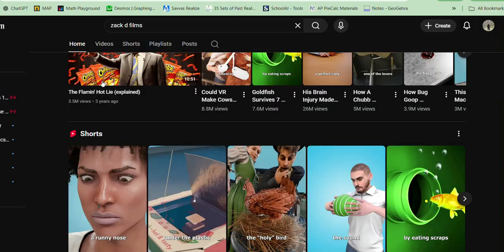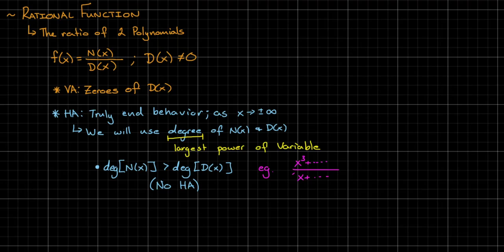Okay, give me another possibility. So we're just going to close that. The degree of the top could be bigger. What's another possibility? If we're comparing the degree of the top and the bottom, the top could be bigger or the bottom could be bigger. So I'm going to switch colors just so it stands out. Let's just see what happens there.